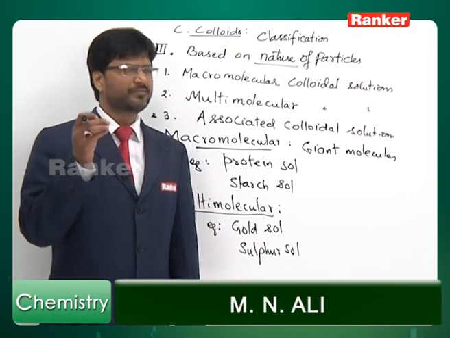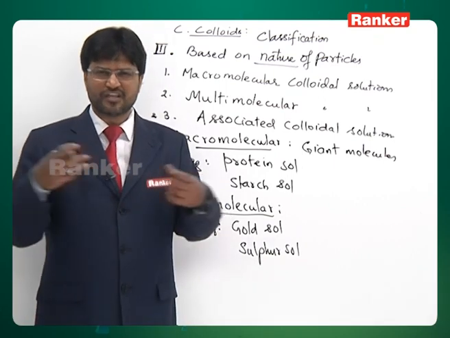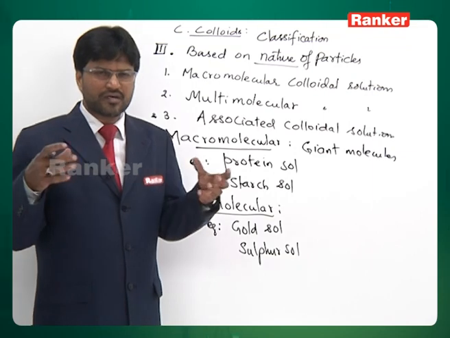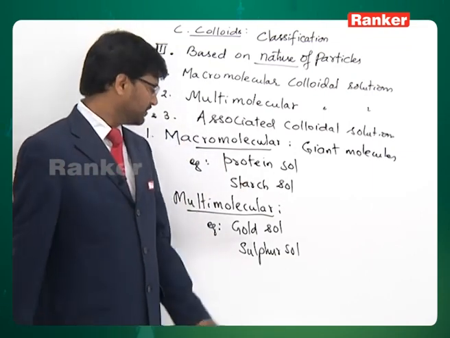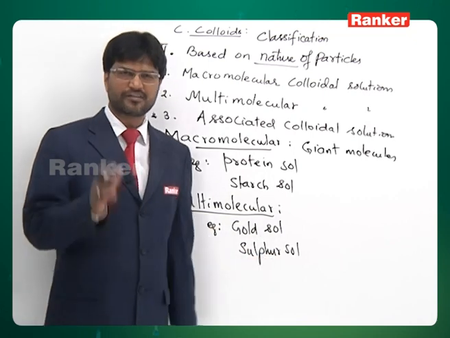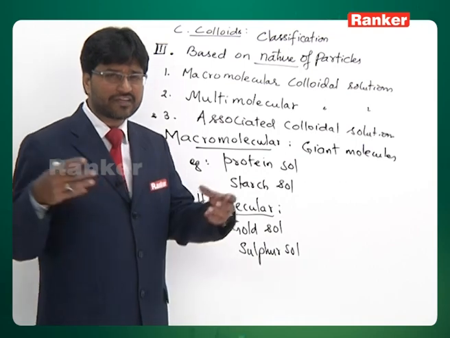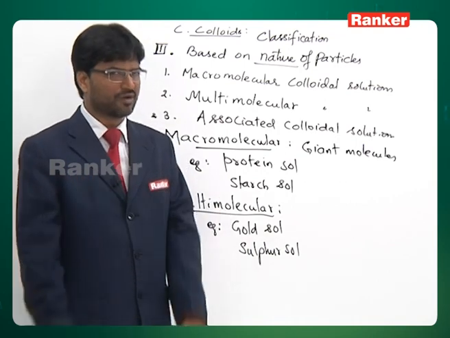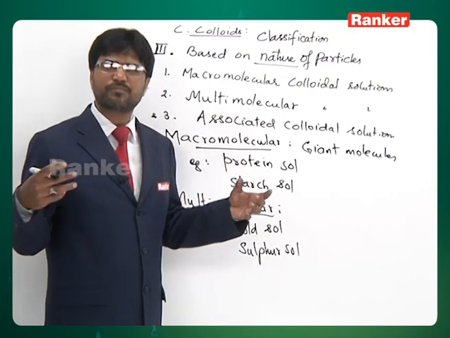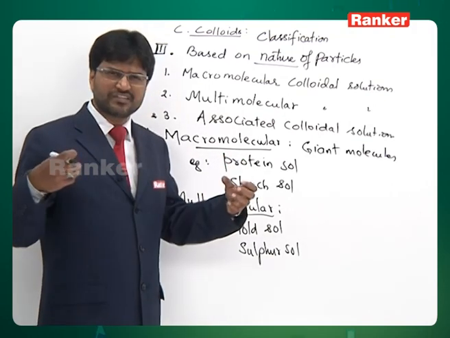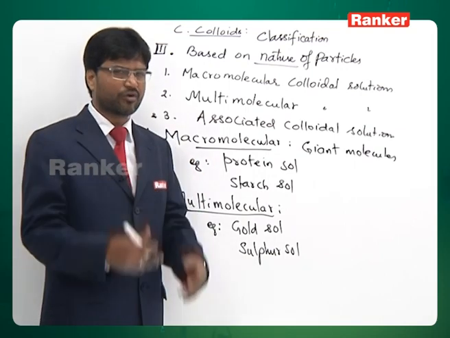If sulfur is precipitated in water, because sulfur is insoluble in water, a large number of sulfur molecules tend to form clusters, and these clusters will have colloidal dimension. So, sulfur sol, gold sol are examples of multimolecular colloids. The size of the particle increases due to aggregation of a large number of smaller molecules. Unlike macromolecular colloids, they do not form bonds. Actually, they just form clusters where they have physical interaction, not chemical bond formation.